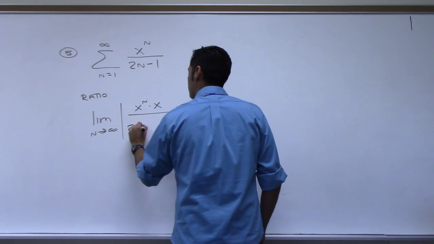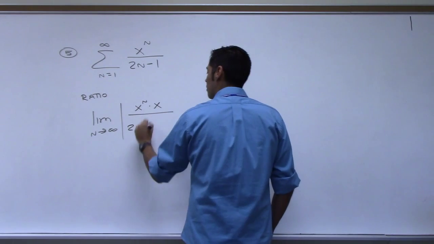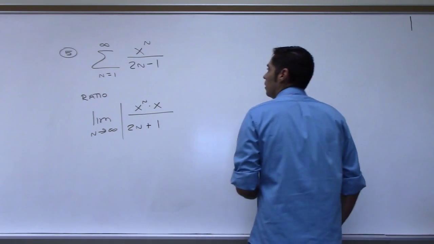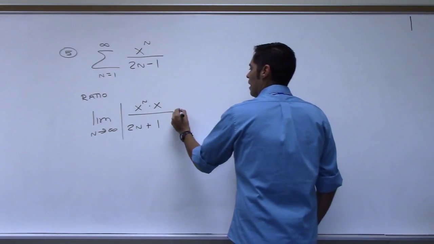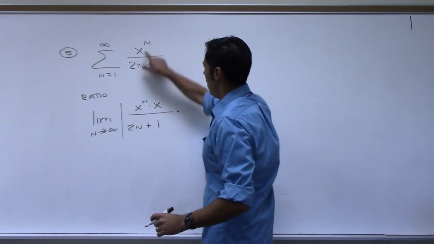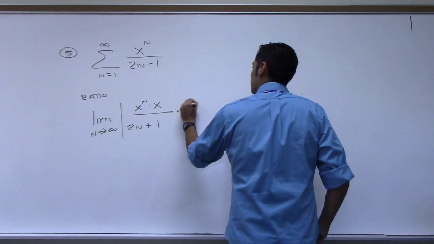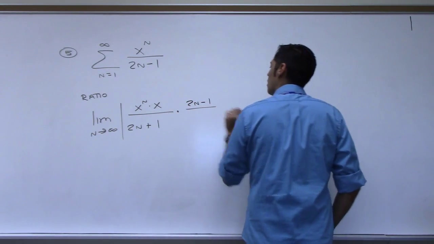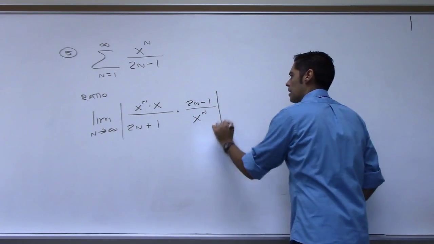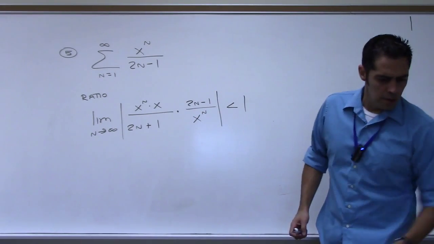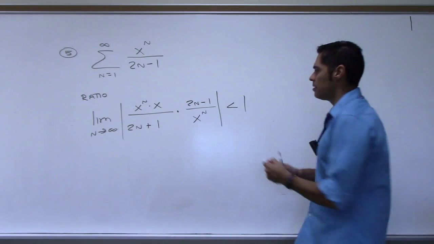Be real careful there. It's 2n. Distribute through, we should get plus 1. So replace that with n plus 1, distribute the 2 through, subtract 1, you should get that. And then I'm going to divide this by that, so I flip it. 2n minus 1 over, x to the n. I need that to be less than 1. So let's see what happens here. Cancellation.